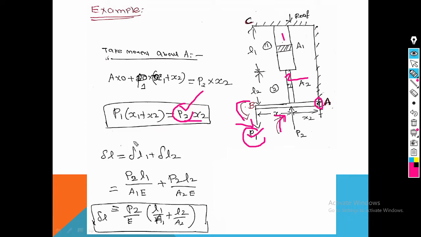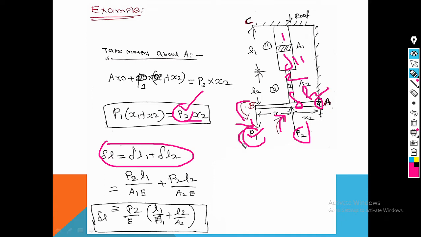In the problem, the elongation of the bar is del equal to del 1 plus del 2. This is del 1 and this is del 2. Del 1 equals, the axial force in bars 1 and 2 is P2, so P2 L1 divided by A1E plus P2 L2 divided by A2E.